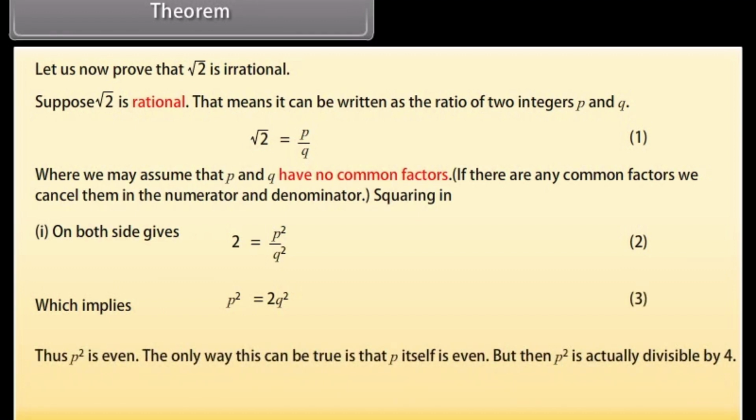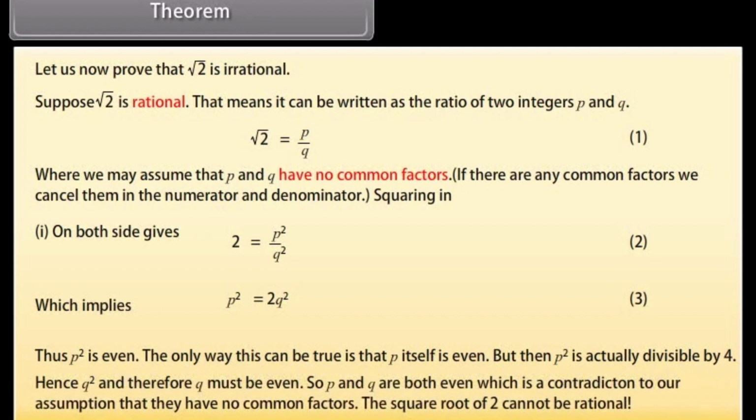Thus, p square is even. The only way this can be true is that p itself is even. But then p square is actually divisible by 4, hence q square is even, and therefore q must be even. So p and q are both even, which contradicts our assumption that they have no common factors. The square root of 2 cannot be rational.